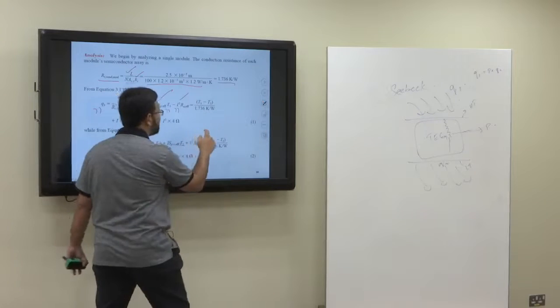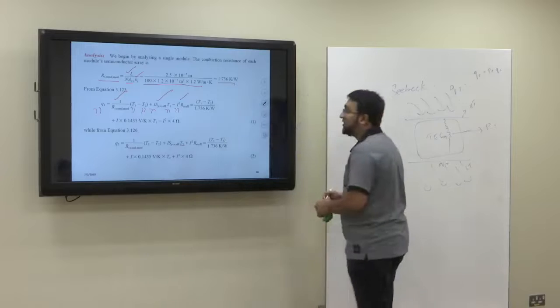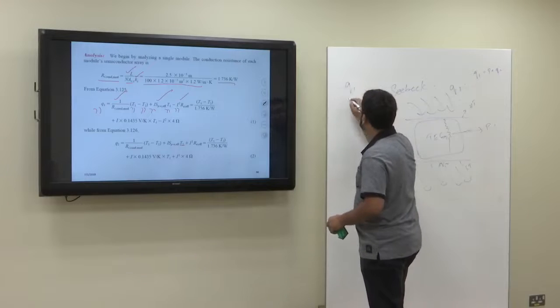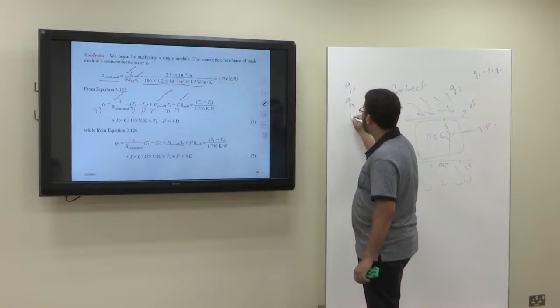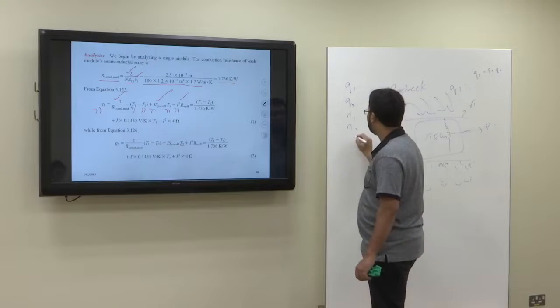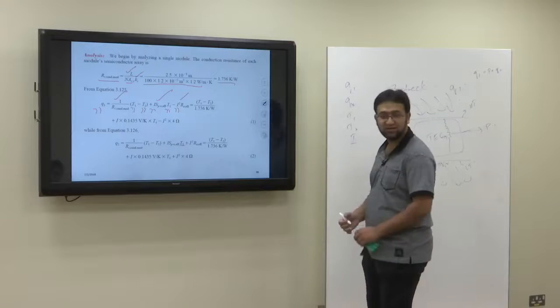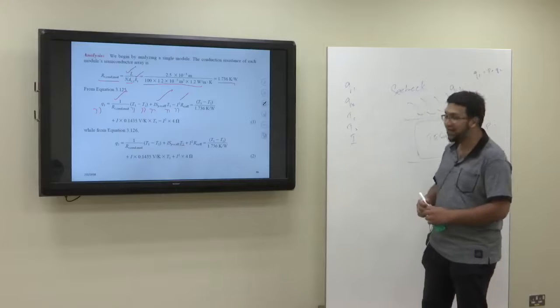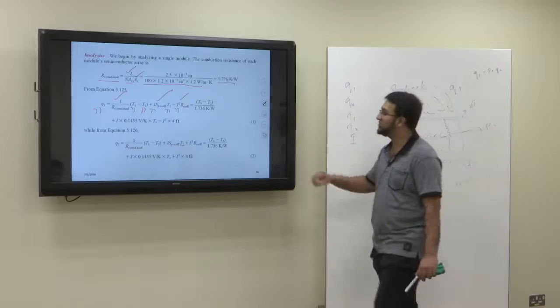So how many unknowns do we have right now? We have Q1 unknown, Q2 unknown, T1 unknown, T2 unknown, and I unknown, right? So 5 unknowns and 2 equations.